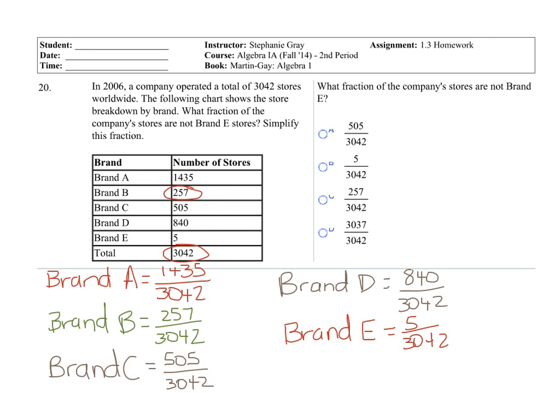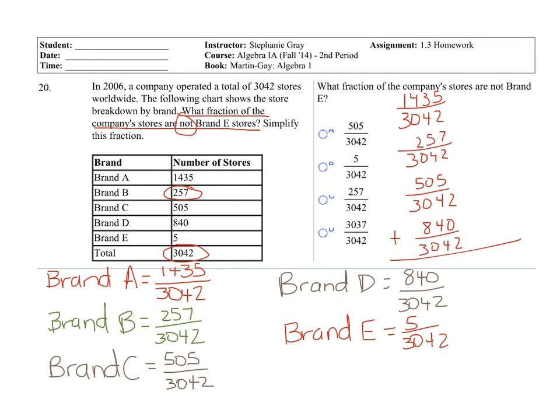So again, going back to the question, it says what fraction of the company's stores are not brand E stores? So we just want to add all of the brands except brand E. So adding all of these fractions, I get 1,435 plus 257 plus 505 plus 840. When I add those numerators, I get 3,037 out of 3,042. That is the fraction that are not brand E stores.